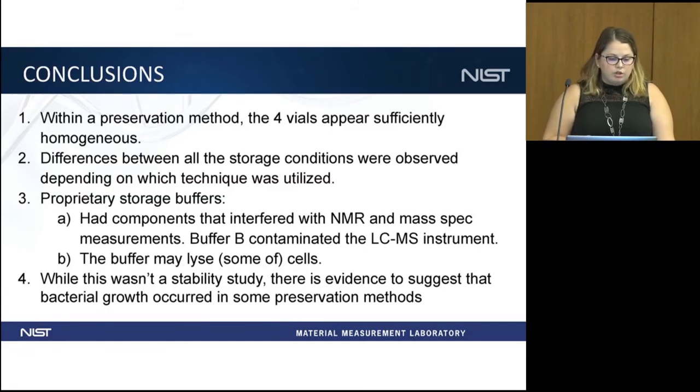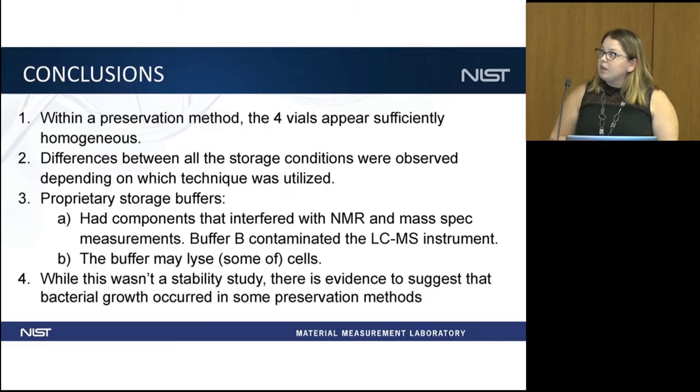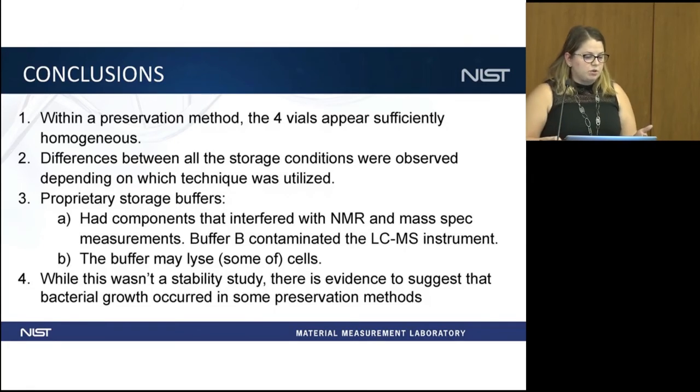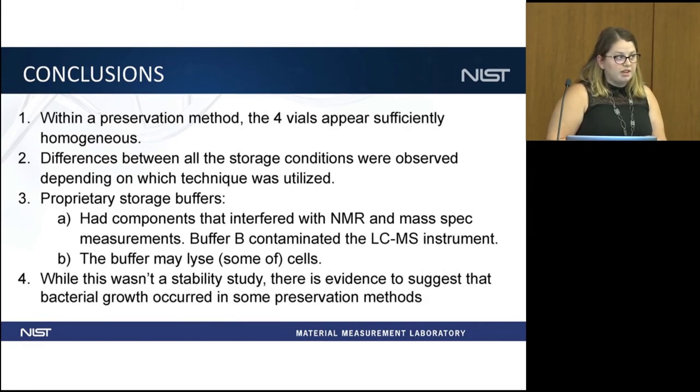So to conclude our talk, one of the things we came across is that within a preservation technique, we have really good reproducibility amongst all of our analytical techniques. We believe that the samples are sufficiently homogeneous and that the Biocollective does a really good job homogenizing their samples. We did observe differences amongst storage conditions, and some of those differences varied based on the analytical techniques used to analyze them.